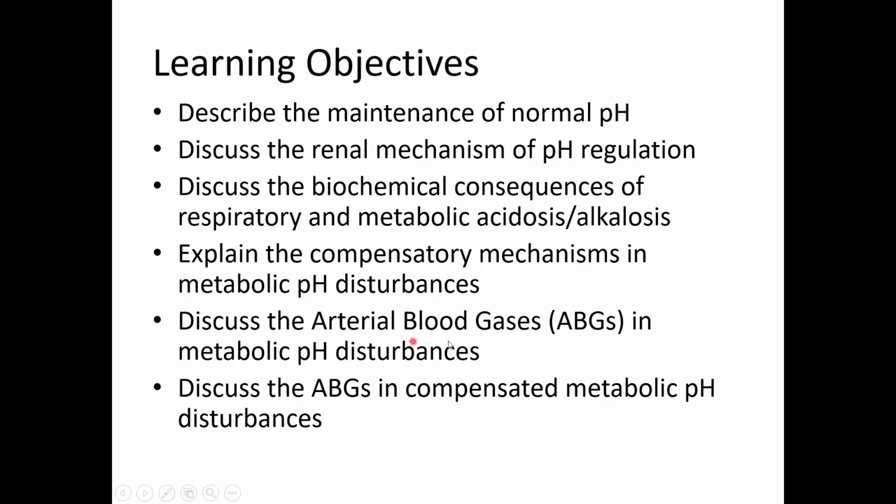Then we will discuss some arterial blood gases, the process by which we can diagnose the pH disturbances in the blood. And also the role of ABGs, arterial blood gases in the compensation of the metabolic pH.